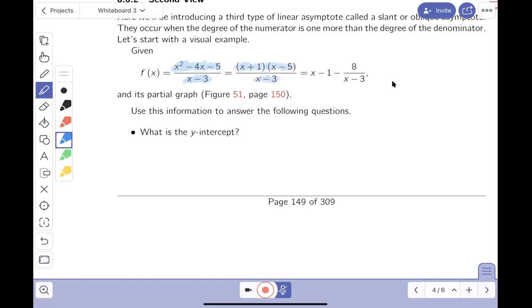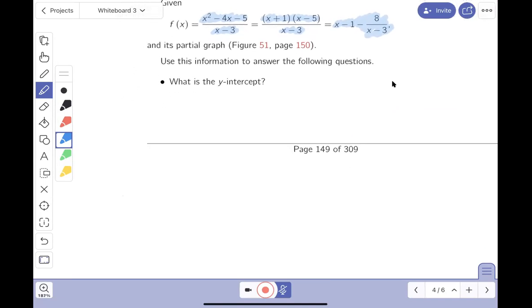But let's see if the top is done correctly. What do you get? x squared minus 5 plus 1 is minus 4x. Yeah, it looks good. But what else did they do? They did a long division. Now, why would they do a long division? Because the degree of the top is 1 more than the degree of the bottom. I'm going to go through that with you now.